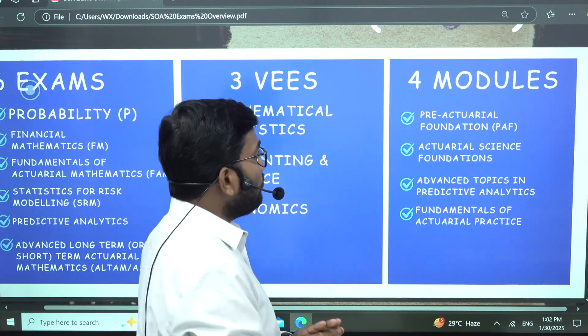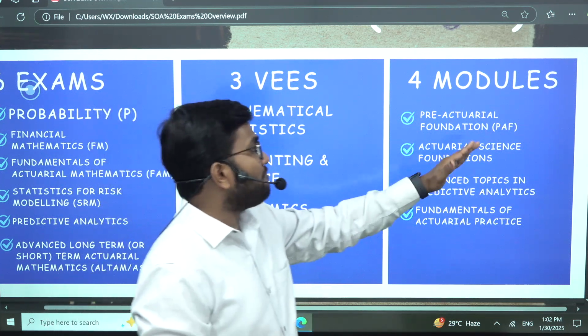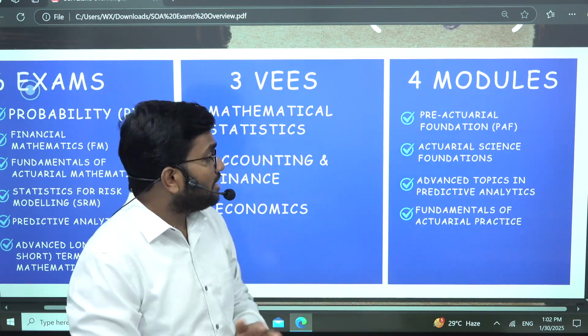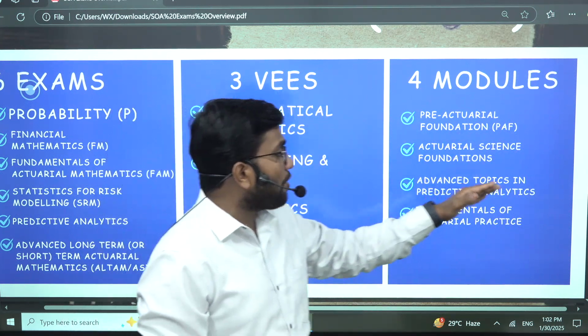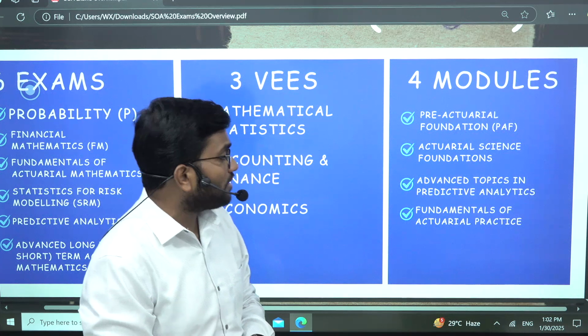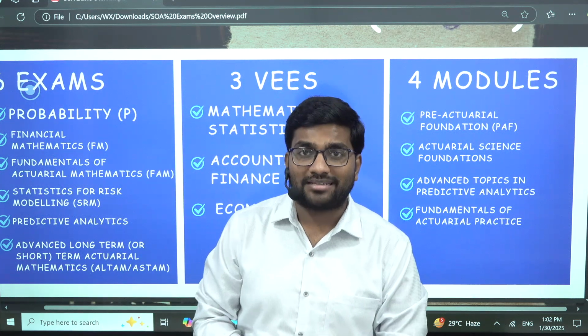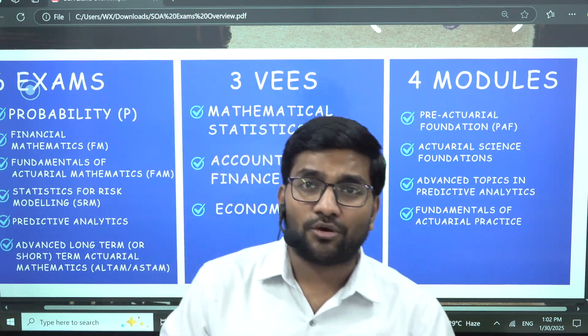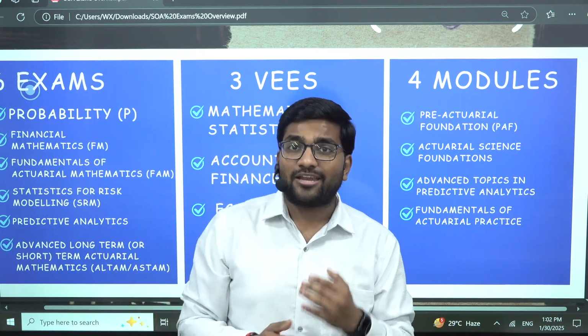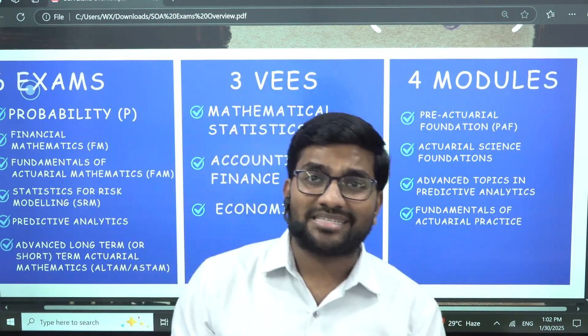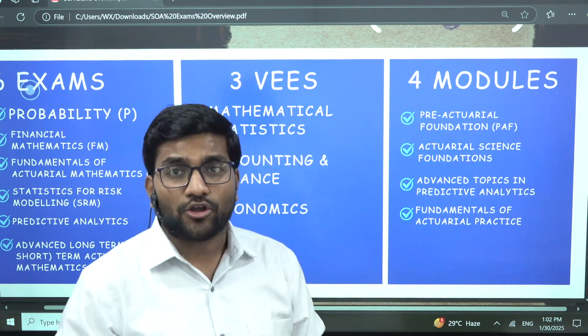In the 4 modules, one is PAF, which is pre-actuarial foundation. The next one is actuarial science foundations. The third one is advanced topics in predictive analytics, and the fourth one is fundamentals of actuarial practice. These are all self-paced modules with the syllabus broken down into smaller parts, and you need to appear for self-assessments and examinations based on your course modules.